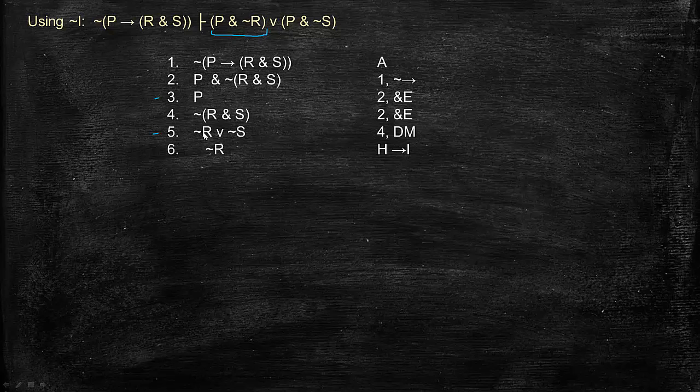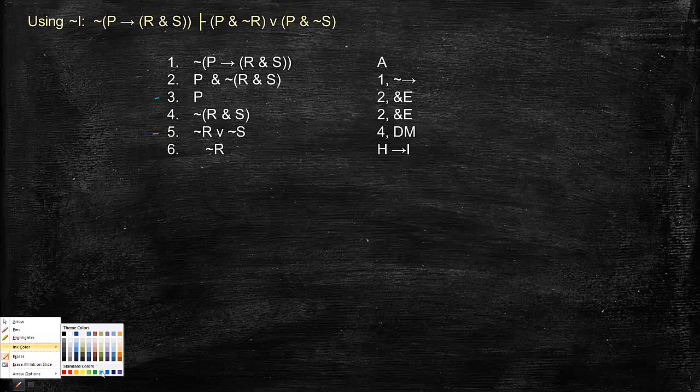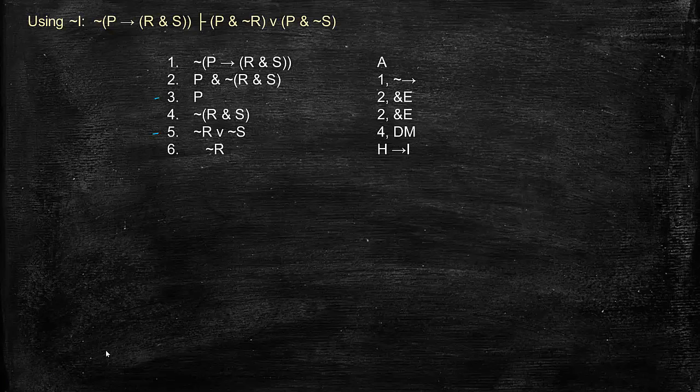So why don't we hypothesize, for conditional introduction, not R. Having hypothesized not R, we want to demonstrate this whole thing, P and not R or P and not S. We want to get the whole conclusion twice. We can do that now, though. We've got P and we've got not R, so we can assert P and not R, and then just add in P and not S by or introduction.